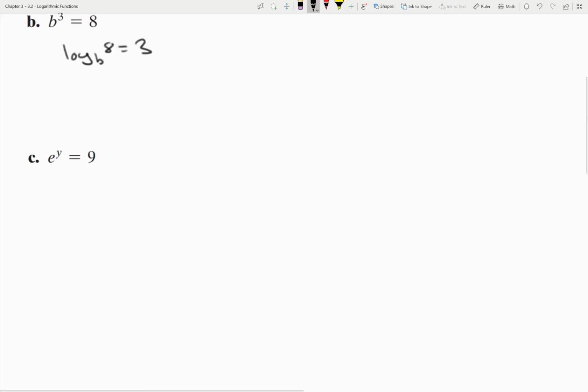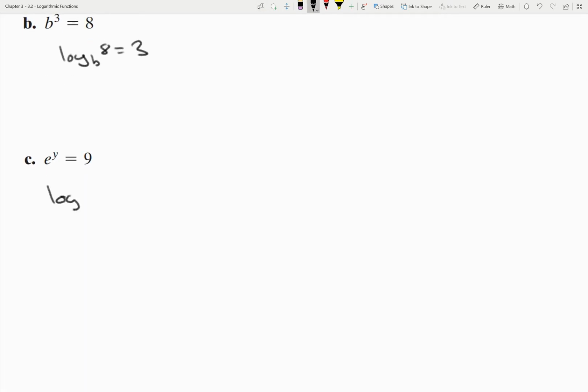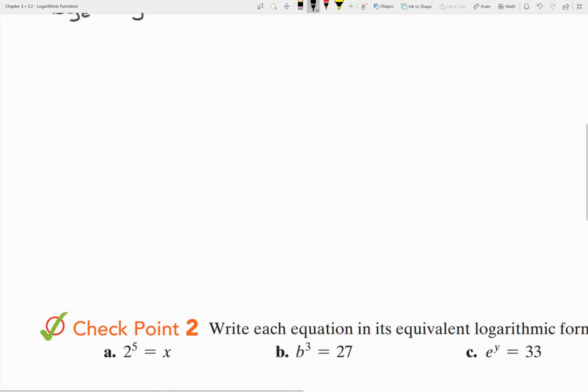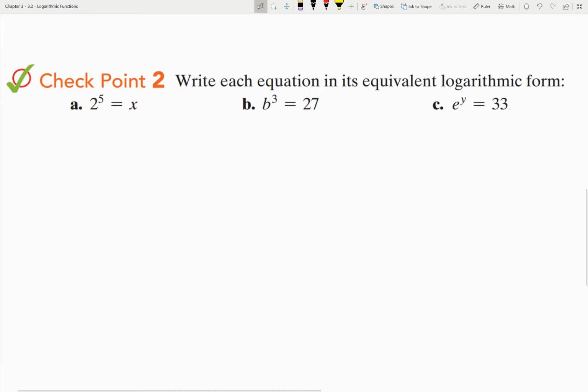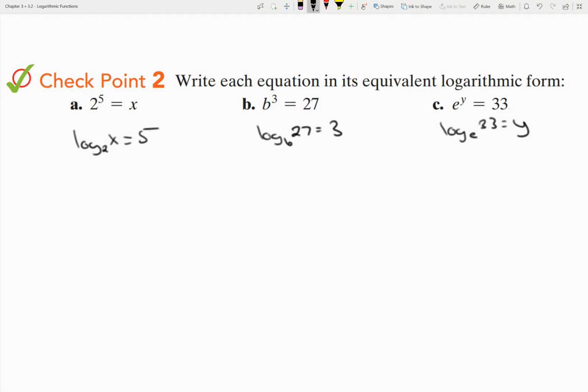And here, for this one, we'll talk more about this later, but we can have the log base e of 9 is equal to y. Okay, there's a shortcut for that. We'll get to that at the end. Okay. So again, write each in logarithmic form. So that's the log of 2. Log base 2 of x is equal to the exponent 5. Log base b of 27 is equal to the exponent 3. The log base e of 33 is equal to the exponent y.